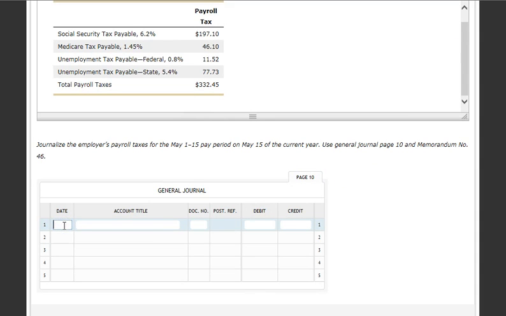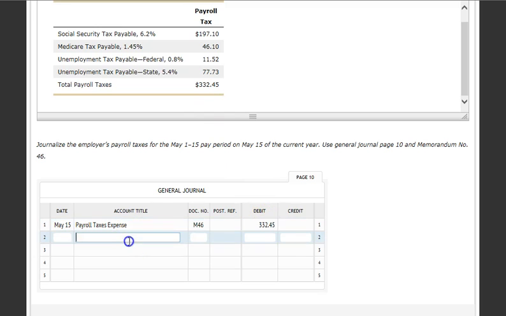All right, journalize the employer's payroll taxes. May 15th, current year, General Journal, page 10, memorandum number 46. So May 15th, payroll taxes expense, memorandum 46. Our debit is $332.45, right there. Okay, that was the total. Now we're going to break it down.